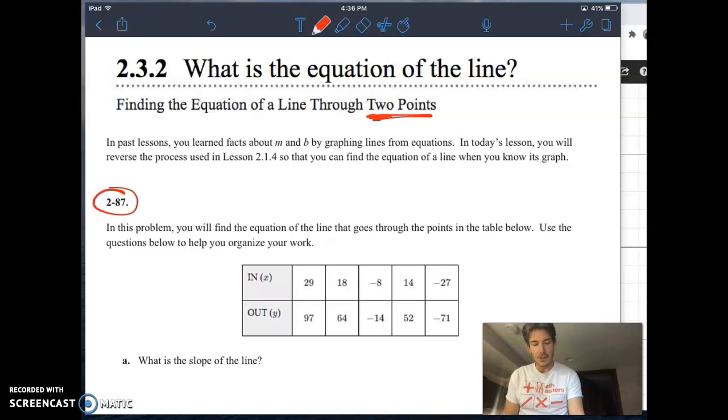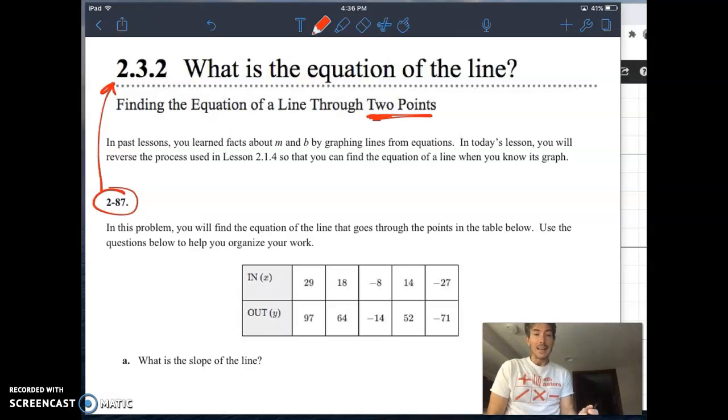2-87, and this, as I mentioned, is coming from section 2.3.2 of your CPM textbook, and you can be given 2 points many ways. In this particular problem, we are given 2 points in a table. Actually, we're given 5 points in a table, but 5 is, of course, at least 2.